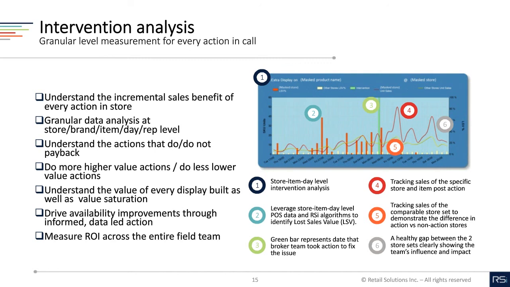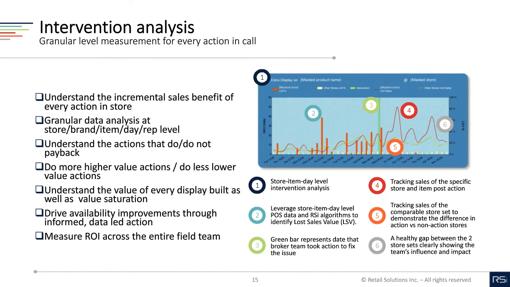3, to understand the actions that do and do not pay back. 4, to do more higher value actions, do less lower value actions. 5, understand the value of every display built as well as value saturation. 6, drive availability improvements through informed data-led action. And finally, 7, measure ROI across the entire field team.